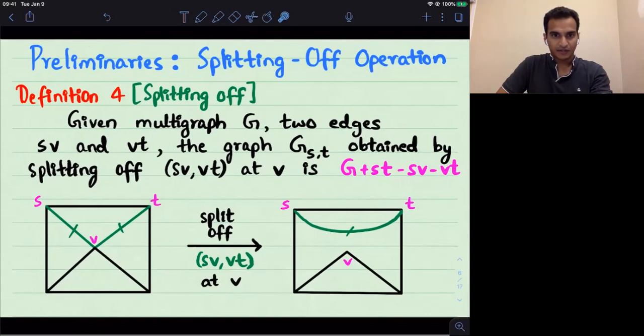We define the splitting off operation now. So given a multigraph G and 2 edges SV and VT that share an endpoint V, the graph G_ST that is obtained by splitting off this pair of edges at V is given by G plus ST minus SV minus VT. What this means is that we delete the edges SV and VT and add the edge ST. It's shown in this figure.